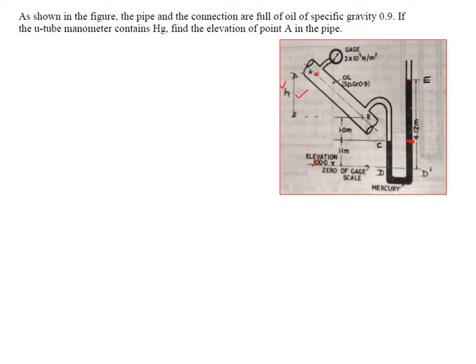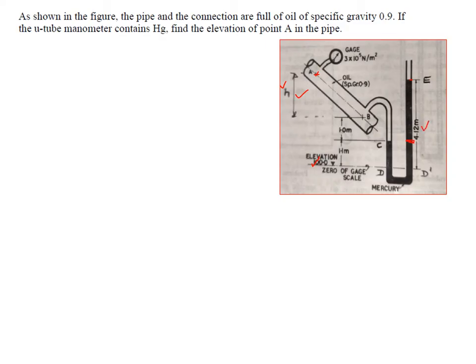Here the pressure is 0 on the right hand side. As we move downwards, pressure increases, so it is 0 plus the specific weight of mercury, 13.6 into 9.81, into h, which is 4.12. So you will get the pressure at D dash.